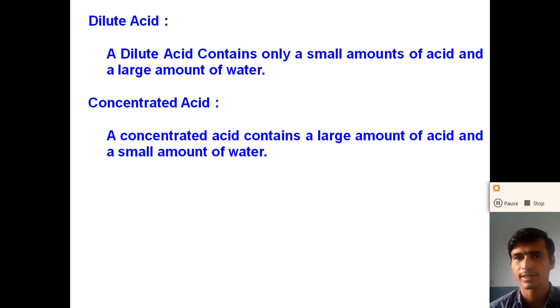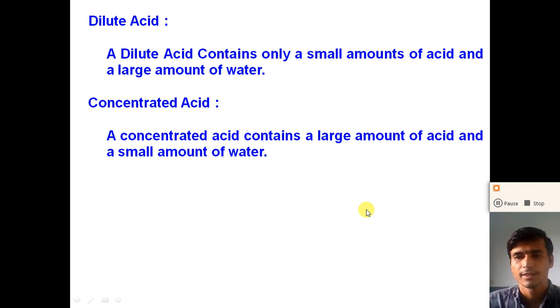Whereas a concentrated acid is very harmful to the body. A concentrated acid contains a large amount of acid and a small amount of water. So, understood what we mean by dilute acid as well as dilute base? A dilute acid or dilute base contains a small amount of acid or base and a large amount of water, and a concentrated acid or base contains a large amount of acid or base and a small amount of water.